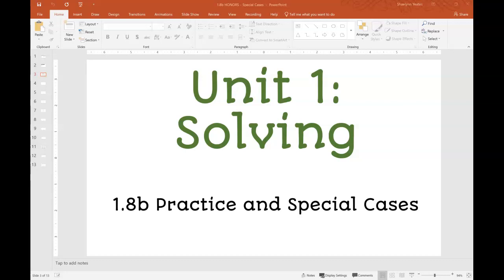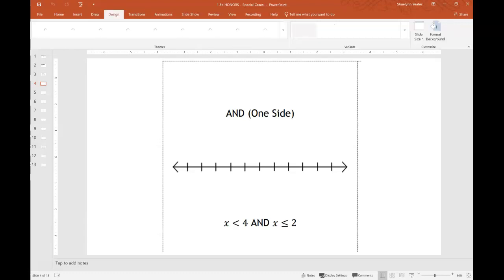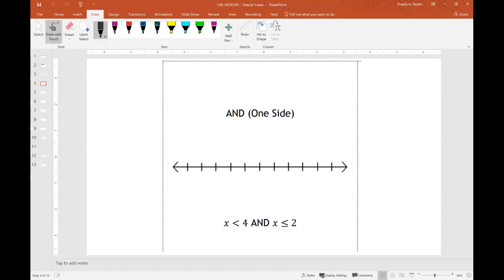All right. Today we're practicing special cases of "and" and "or" compound inequalities. So let's talk about "and" that ends up being one-sided. If we have x is less than 4 and x is less than or equal to 2, remember that "and" is only where they overlap.